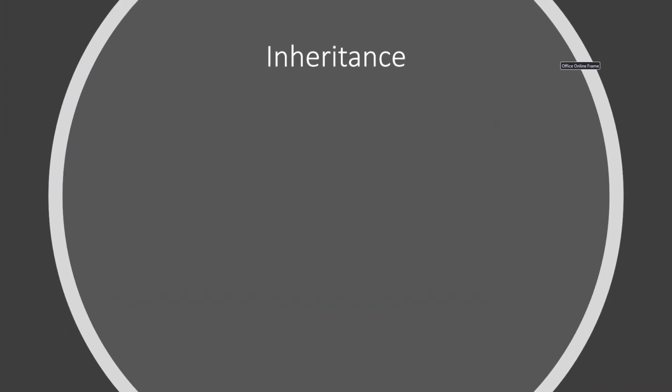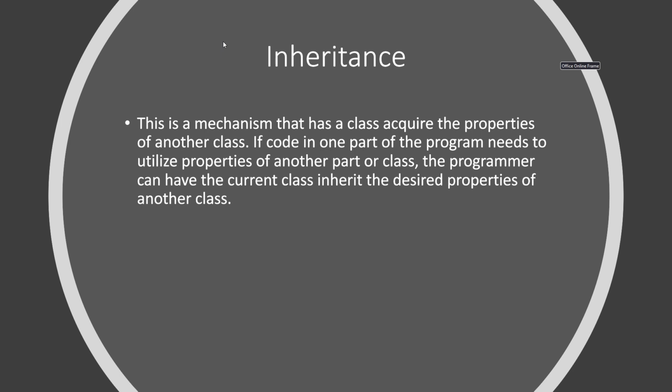Inheritance. In this, much like humans inherit traits from their parents' genetics, classes can also acquire properties of another class within the program, and this process is referred to as inheritance.